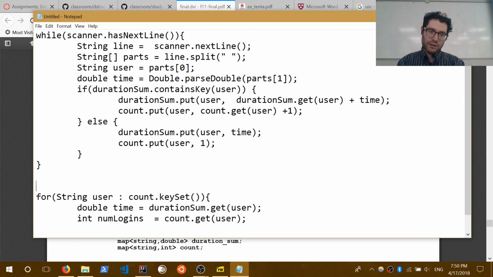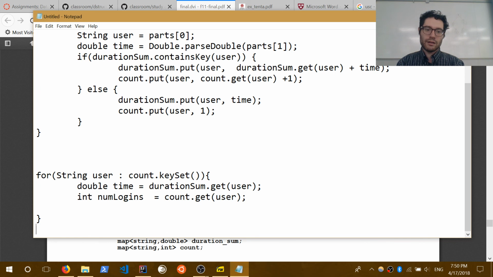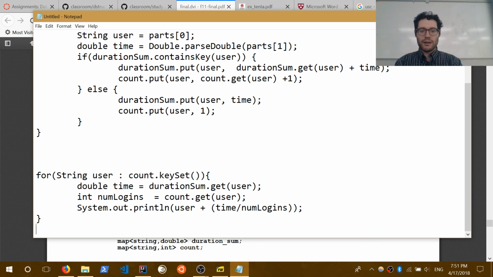Okay, and now I just need a third map for my output, essentially. I mean, actually not. He said just to output it, so I could just simply do an output here, so I don't need to store it anywhere. If I needed to store it and return it, I could put in a third map called averages, but I don't need to do that. System.out.println user plus the amount of time divided by the number of times they logged in, and that'll output each user and their average time, and they probably would appreciate it if it was separated by space.